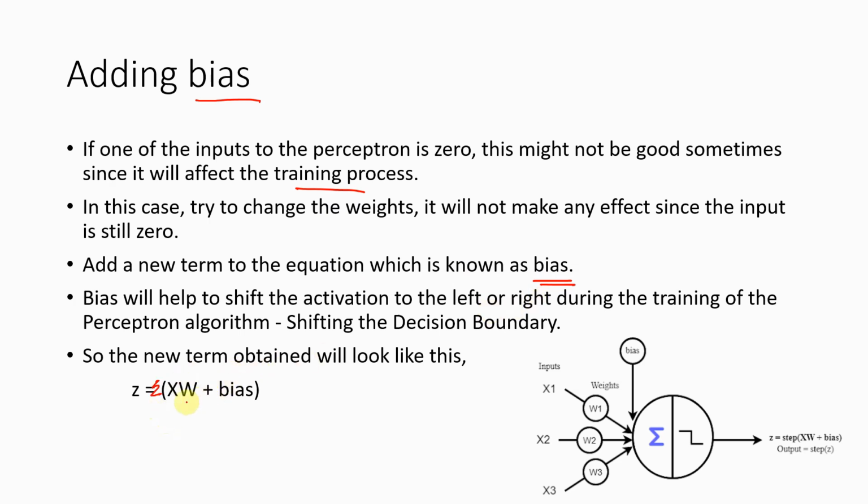The new term we obtain is the summation of XW, that is the inputs times the weights, plus the bias added to the network. So we have inputs, we have the weights, and along with them we have added the bias. The bias can be a single value. It can be a minimum of 0, or we can give a small value for the bias in order to shift our decision boundary to make a linearly separable output.